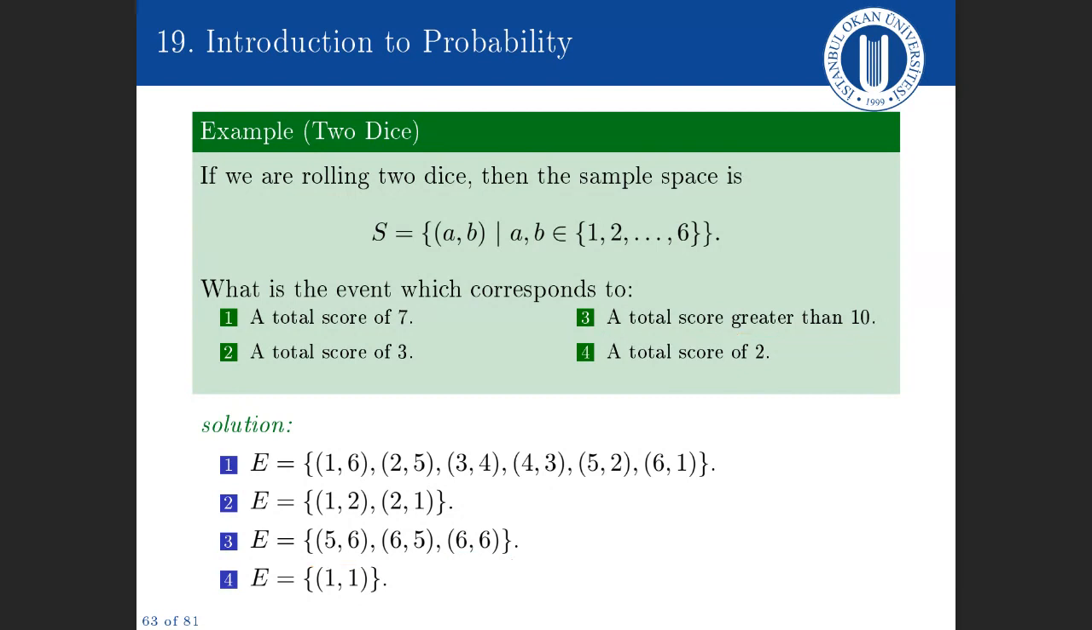And then finally, how could we get a total score of 2? There's only one way we can get a total score of 2. We'd have to roll 1 on both dice. This event contains only one object, so this is a simple event.